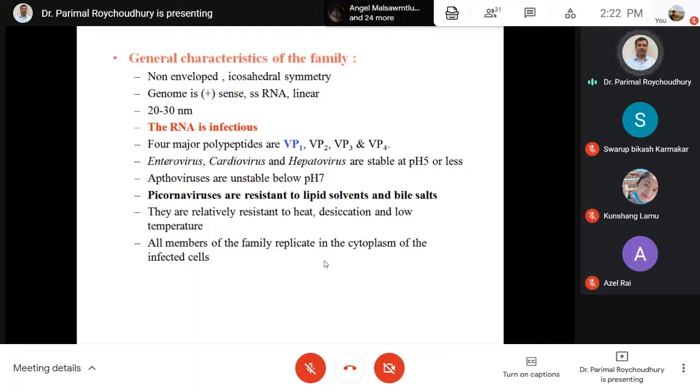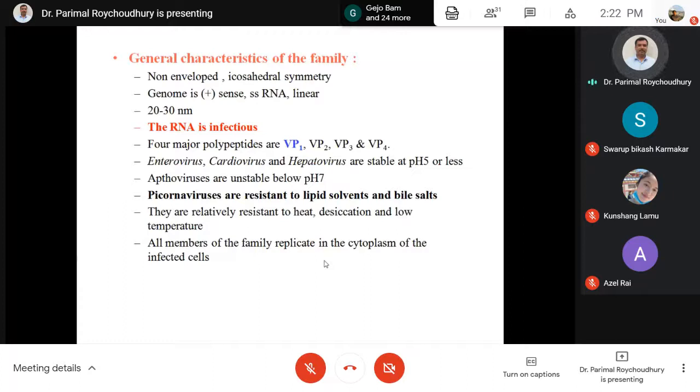And since they are non-enveloped viruses, the highlighted line, please notice it. Since they are non-enveloped viruses, they are resistant to lipid solvents and bile salts. Even if you expose the virus to lipid solvent, it will not lose its infectivity. So they can survive it, and the virus replicates purely in the cytoplasm.